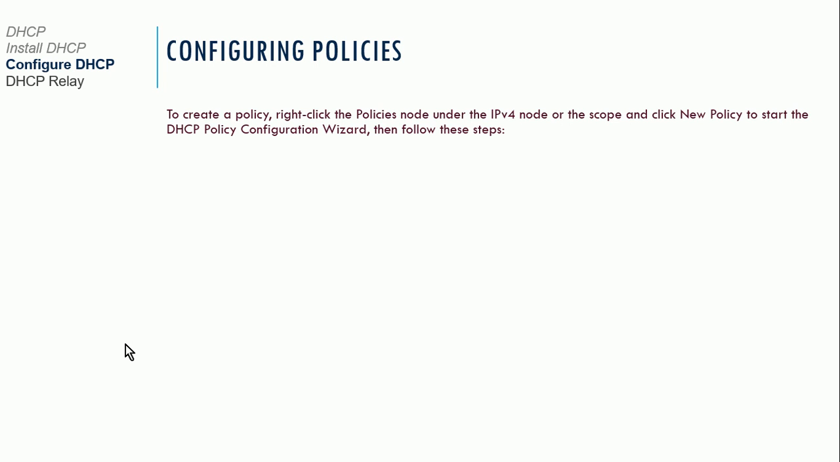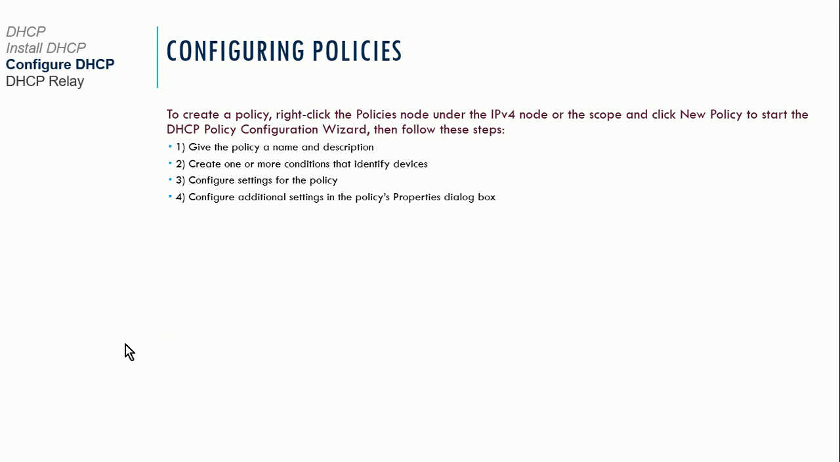So to create a policy, you're going to right-click Policies under the IPv4 node or the scope and click New Policy and start the DHCP Policy Configuration Wizard. And you'll go through these steps. So you'll give the policy a name and a description. Then you'll create one or more conditions that identify devices and then configure settings for that particular policy. And then you configure additional settings in the Policies Property dialog box after you're finished with the configuration.